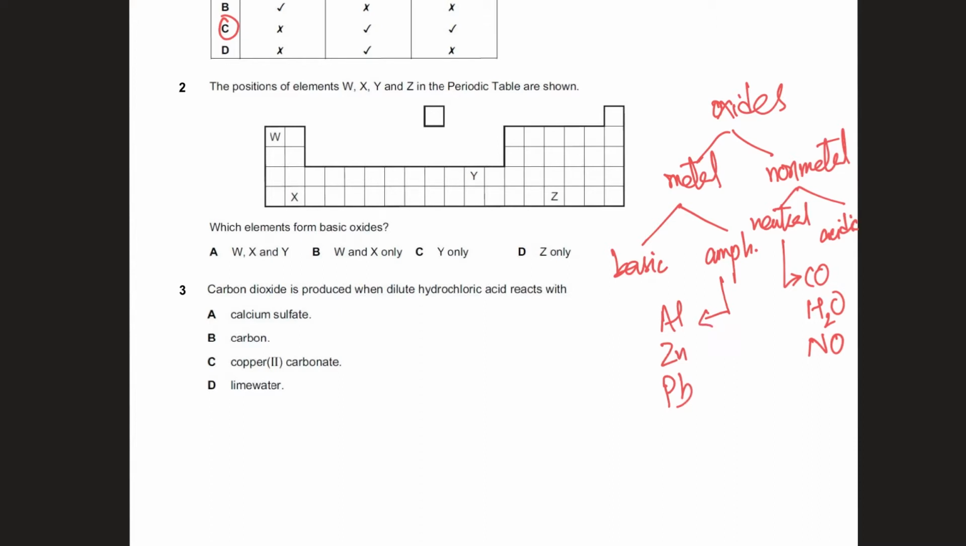So, judging by this, we can expect W and X to be definitely basic, and then Y, as you can see, is in place of copper. So again, that could also be basic. So you just have Z left, which is non-metal, or even if it is not non-metal, it is in the region that is going for amphoteric. So we are going to go with W, X, and Y. Carbon dioxide is produced when dilute hydrochloric acid reacts with a metal carbonate. So that's going to be copper 2 carbonate.